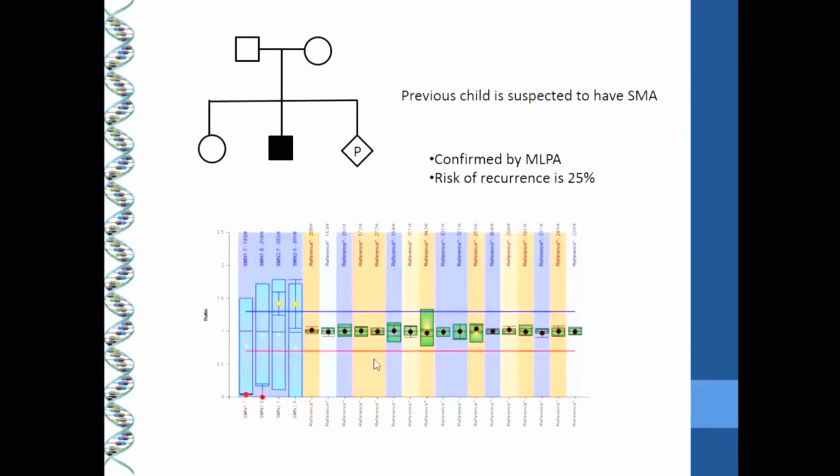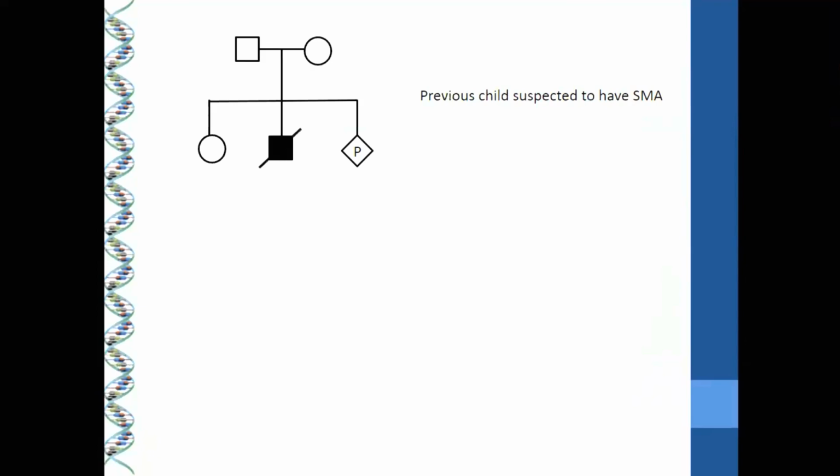So here we have tested the baby. This is homozygous deletion of exon 7 and 8 of the SMN gene. So whenever in MLPA the final ratio for any probe is 0, this is suggestive of deletion. So this case is confirmed to have SMA. Now we can say that the risk of recurrence is 25% and we can offer prenatal diagnosis in the next pregnancy. Okay. So in the same family, if the baby has expired, then what can we do?